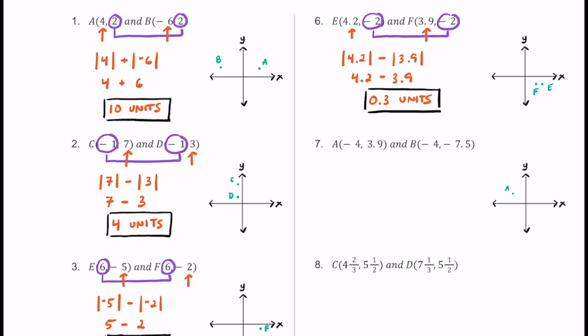And then for point B, we have -4 comma -7.5. So we'll start at the origin, move 4 units to the left, and then 7.5 units down. So that's going to be somewhere down here, and that's going to be in quadrant 4. That's going to be B.